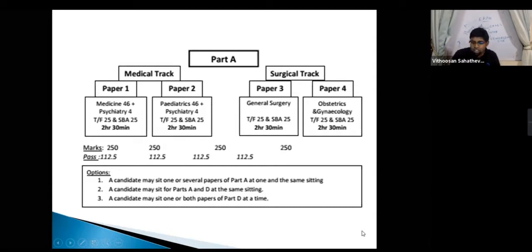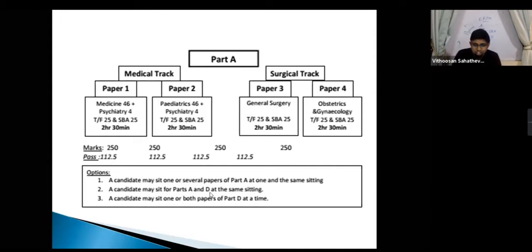So if you look at these 4 subjects, you have to sit for the theory exam, theory paper. If you look at the theory paper, the theory paper has 25 questions as single best answer and 25 questions as true false.